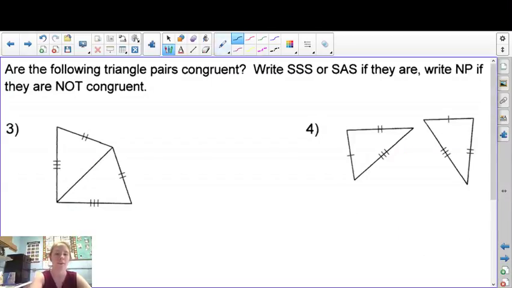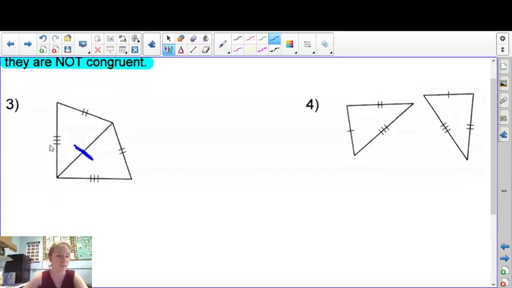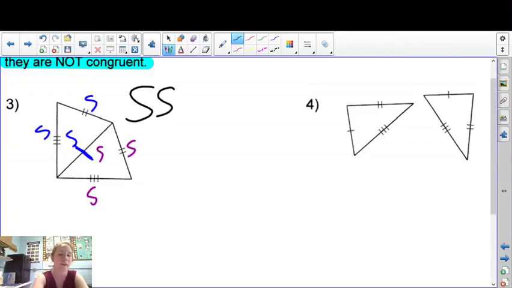Again, the directions are exactly the same. Write it if they are, write NP if they are not congruent. Remember to mark any freebies you have. Now, if you look at problem 3, that side in the middle gets marked because it's the same side. Well, let's look. The top triangle, I have a side, and I have a side. Bottom triangle, I have a side, and I have a side. So we can definitively say that these two are congruent by side, side, side.